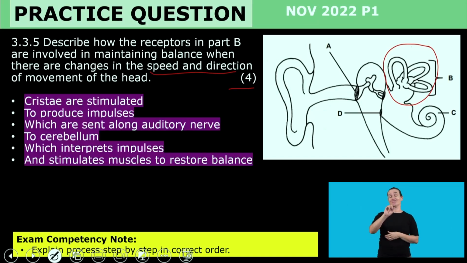The Christi are stimulated, and now the impulse is produced, which are sent along the auditory nerve to the cerebellum, not cerebrum, which interprets impulses and stimulates muscles to restore balance. How many points do we have here? 1, 2, 3, 4, 5, 6. For 4 marks, any 4, you get your marks. So maximize your answers and be careful not to confuse maculae and Christi.